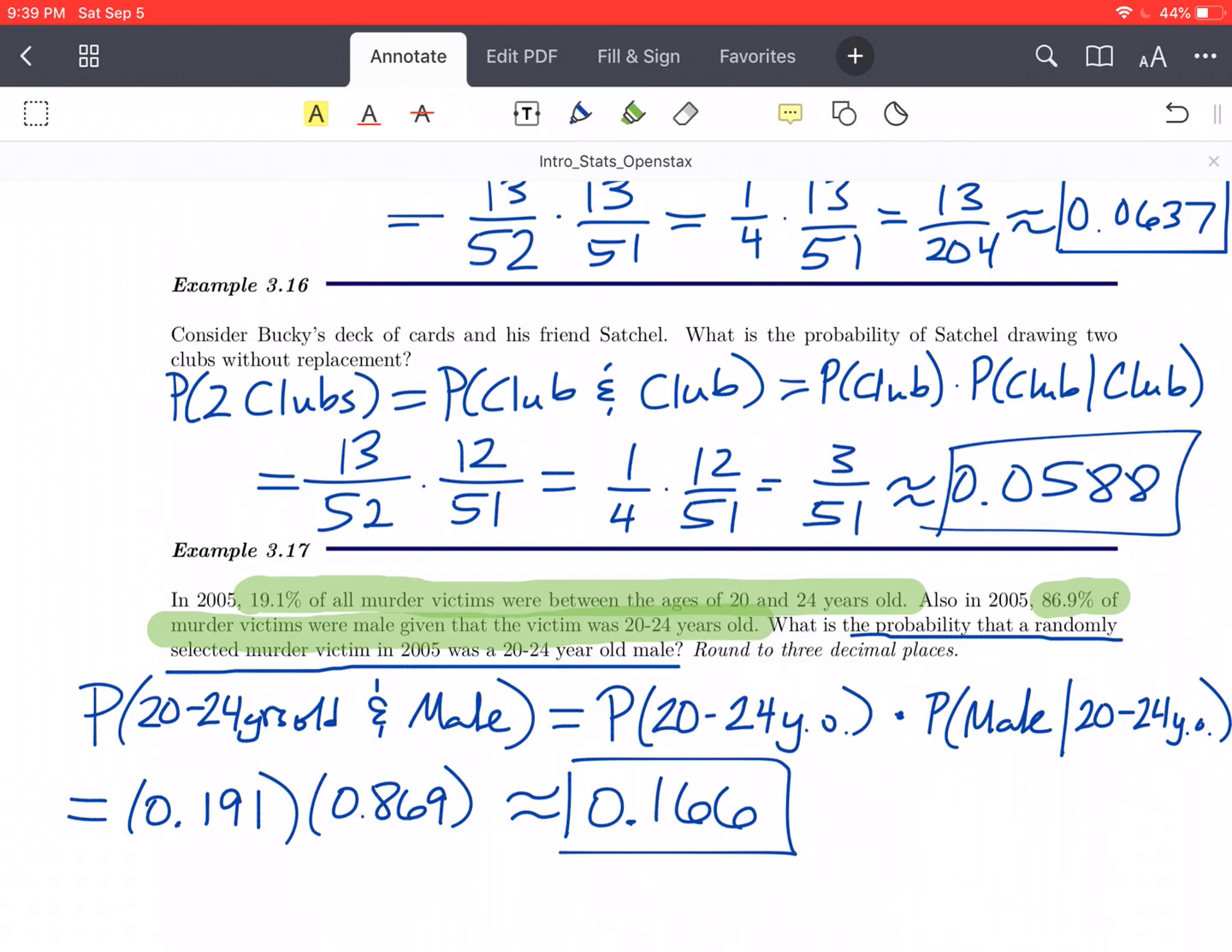Okay, so what is the probability that a murder victim in 05 was a 20 to 24-year-old male? About 17%. Okay, so 0.166 probability of this event occurring.